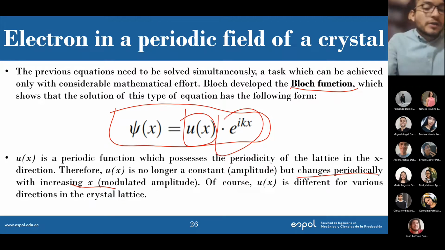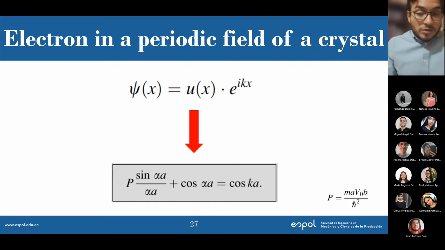And this part, well, this part it's the same, right? Times e to the i k x. So that's something we already had before. This is the key term that's changing now. This is called the Bloch function. So Bloch developed the solution for that equation.